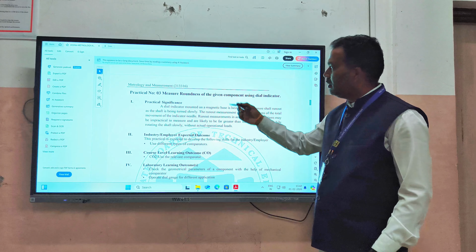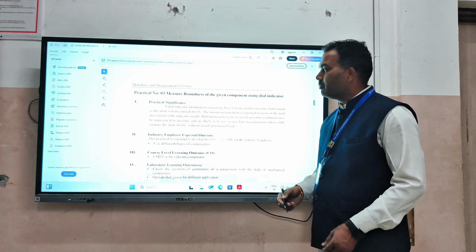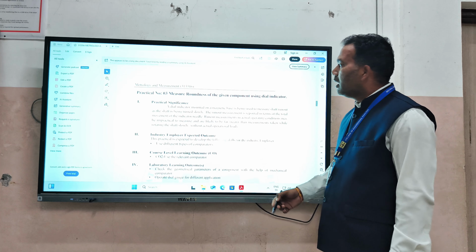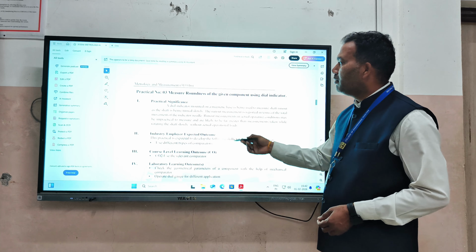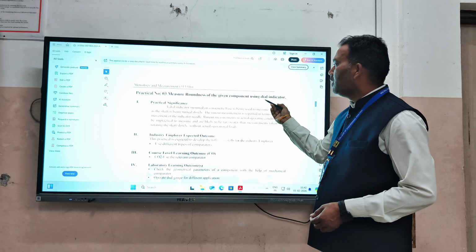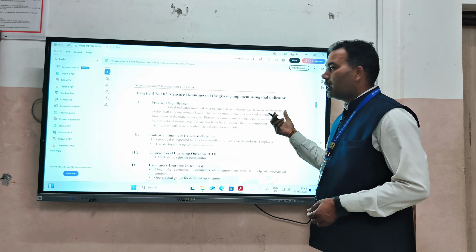Once again in the metrology and measurement subject, practical number 3. As per the MSBTE curriculum, our practical number 3 is to measure the roundness of the given component using a dial indicator.